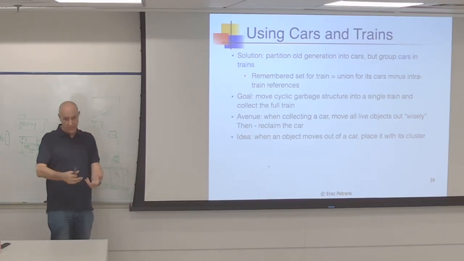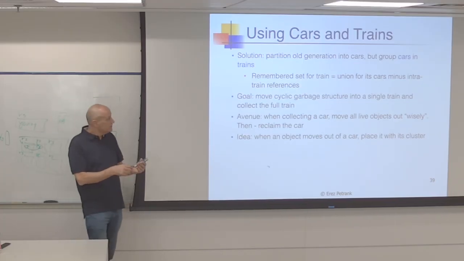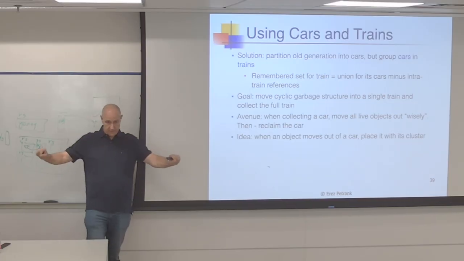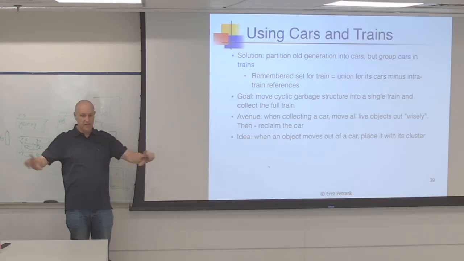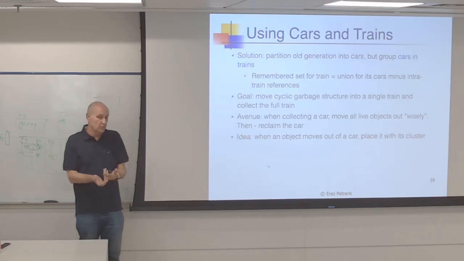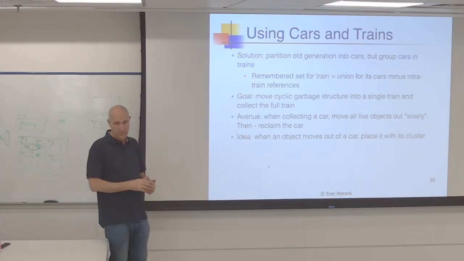We will have to take care of that. This will be the goal. We will want this cyclic structure to be inside the train, and everything else will move out. And then the entire train will be reclaimable. There will be nothing that points into this train from outside.